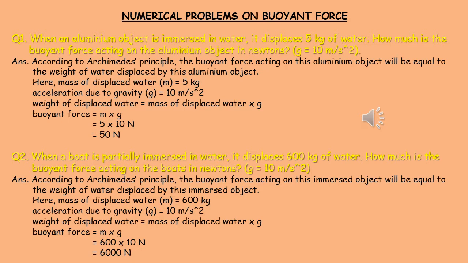According to Archimedes' principle, the buoyant force acting on the object will be equal to the weight of the water displaced by the object. Here, the mass of displaced water m is equal to 600 kg. Acceleration due to gravity g is equal to 10 meters per second squared. So, the weight of displaced water is equal to m into g, where m is the mass of displaced water. Substituting the values, 600 into 10 is 6000 newtons.